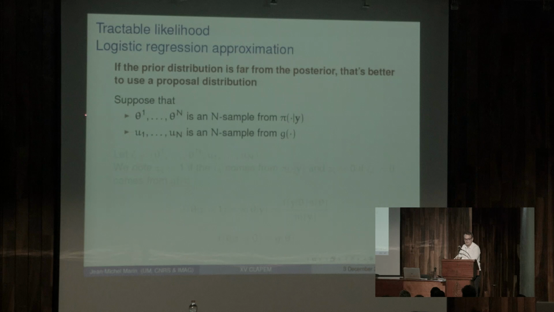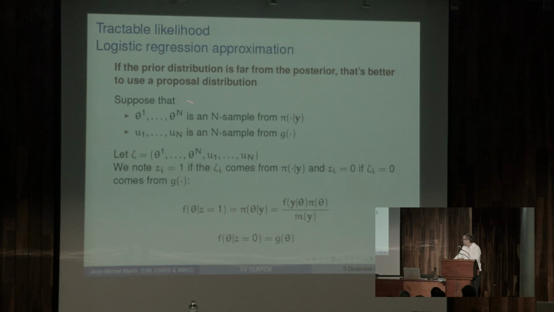So look, you have a simulation from the posterior. You have a simulation from this instrumental distribution G, and this instrumental distribution has to be chosen as close as possible to the posterior, such that the classification task is not too easy, such that the likelihood is quite concentrated for the value of C, the likelihood with respect to the logistic regression model here. So we do exactly the same as before.